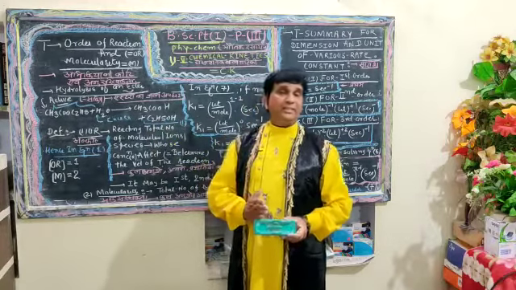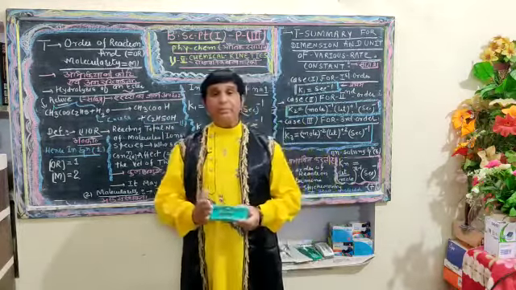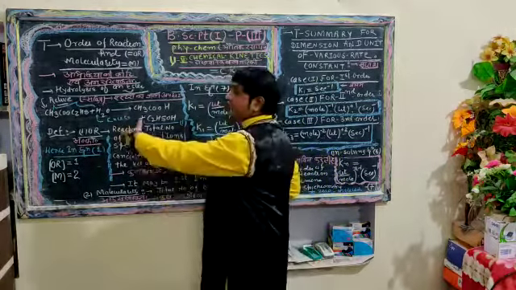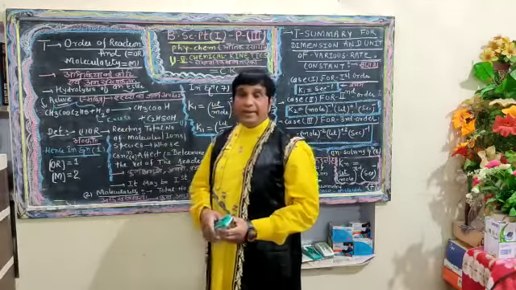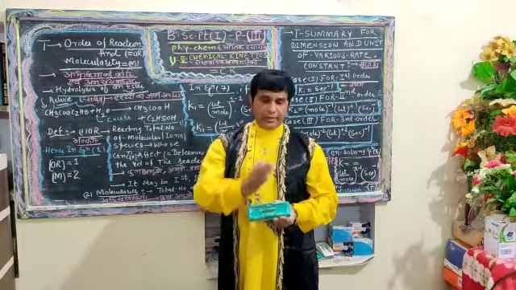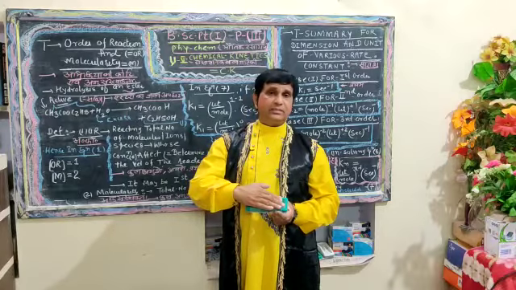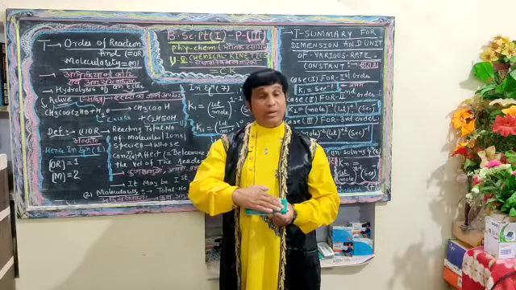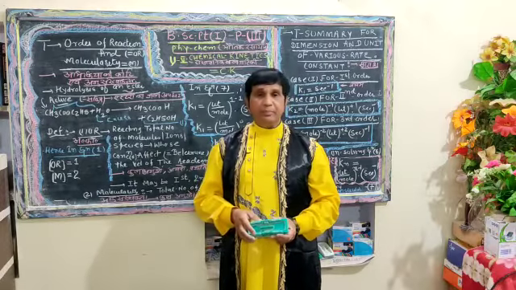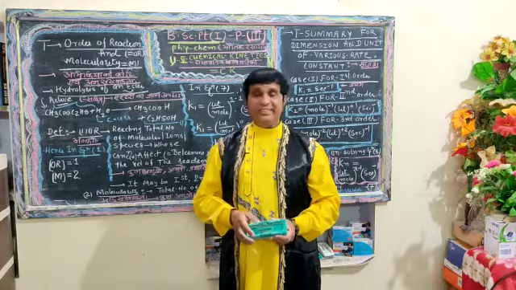Now the question arises: how will you represent the zero order of reaction? Very simple answer. You write the reactant molecules on the left hand side, and if we put K0 above the equilibrium sign or arrow, it will represent zero order of reaction.